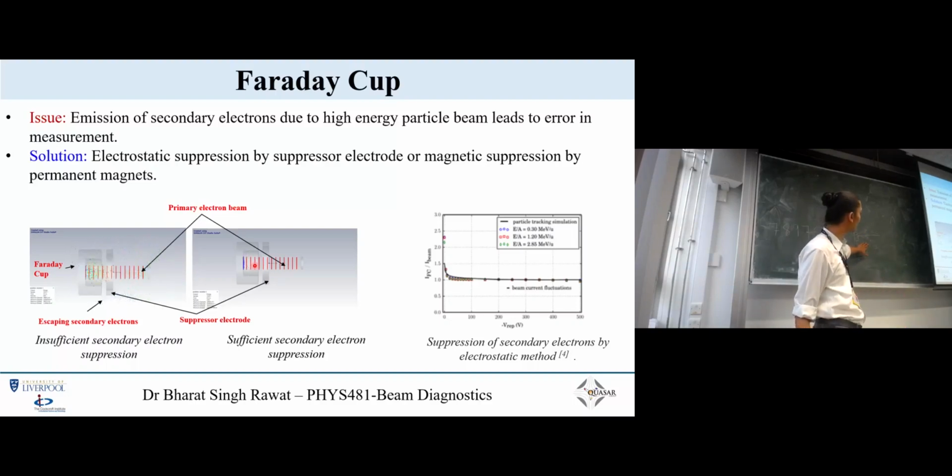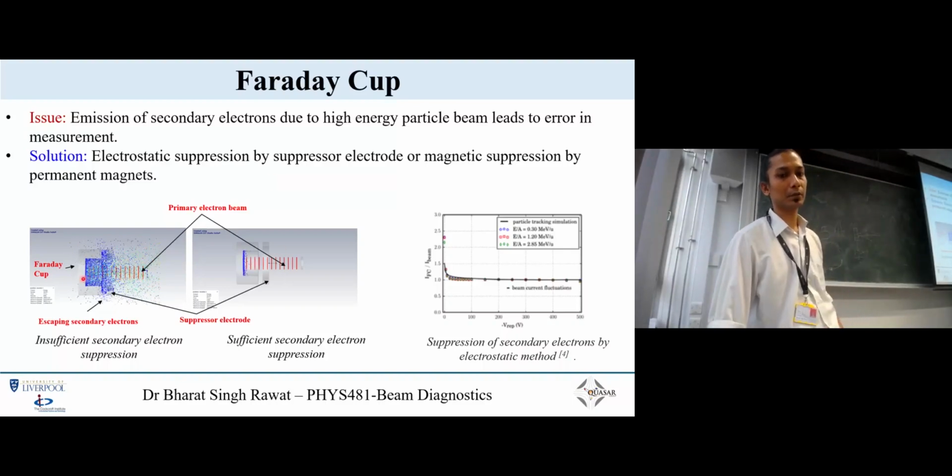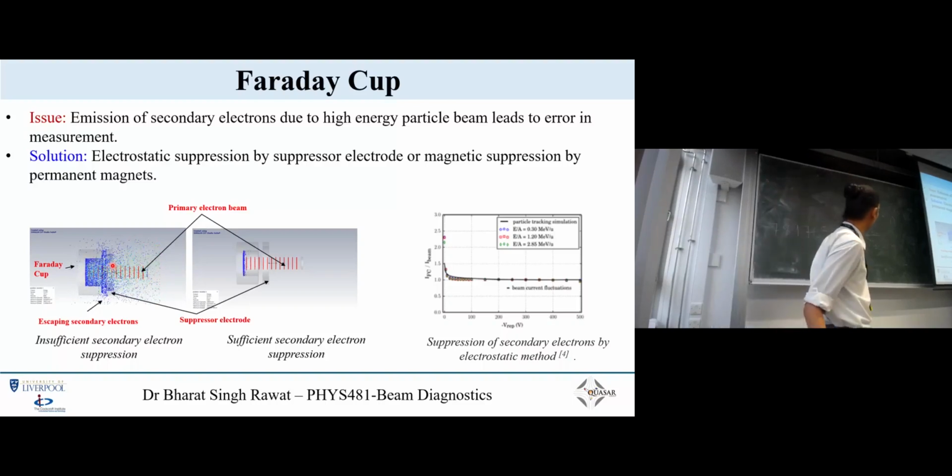Unless you suppress them back to the surface, you'll measure an excess of charge in your measuring device. If it is a negative charge, you will underestimate the current. If it is a positive charge, you will overestimate the current. So the trick is how to suppress these secondary electrons which are emitted through the interaction of a high-energy beam. What you do is you put a metallic ring in front, which is isolated from this, and then you apply a negative potential to it.